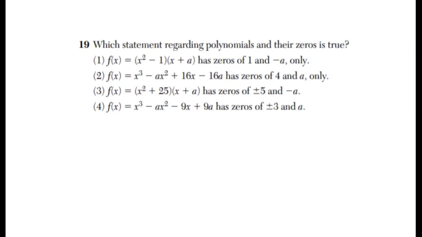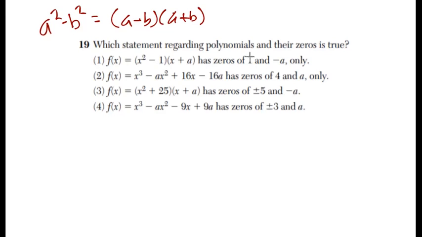So for 19, it's testing how comfortable you are with your factoring of quadratics, but also with cubics. What I want you to see for number 1, why that's not the answer, is x squared minus 1. That uses the difference of squares, which, if you don't remember, you definitely need to remember: a squared minus b squared is equal to a minus b times a plus b. If you look here, that would give us x minus 1 and x plus 1.